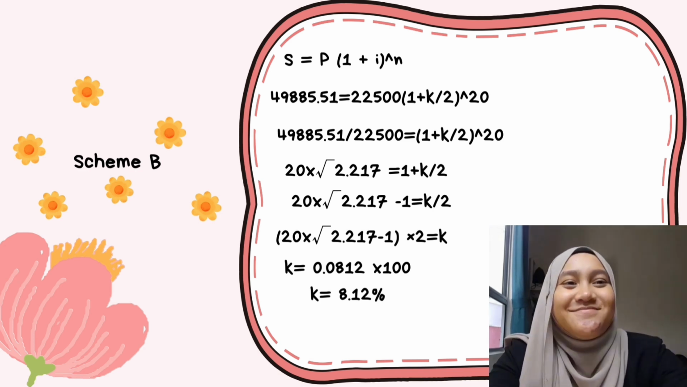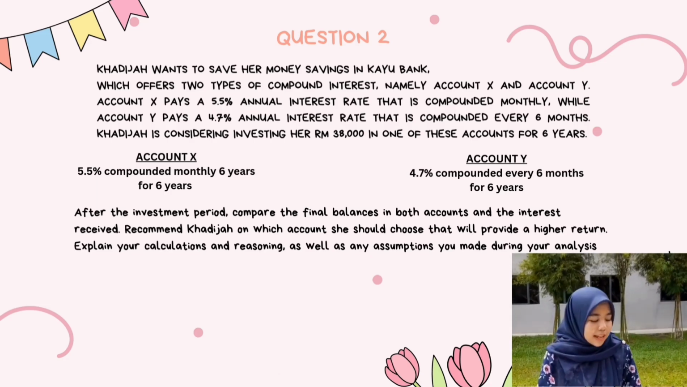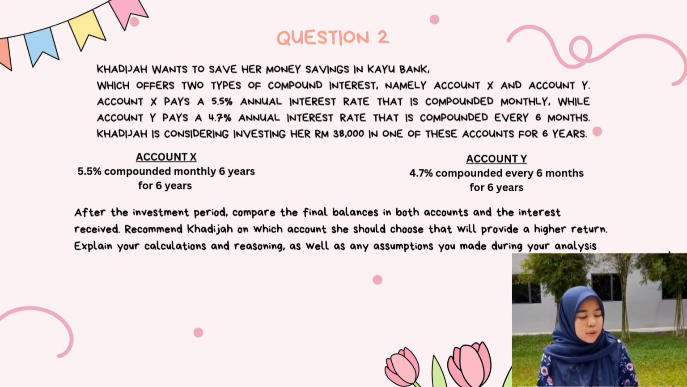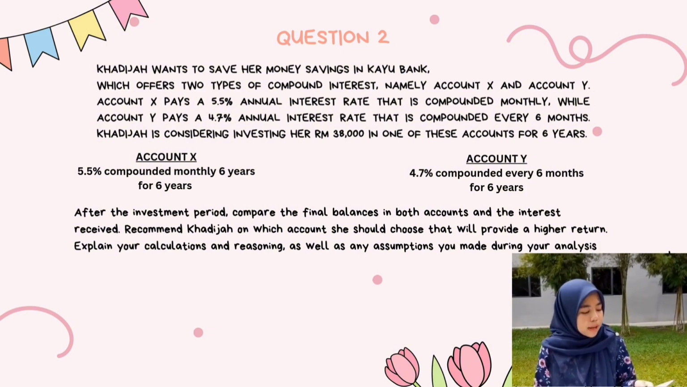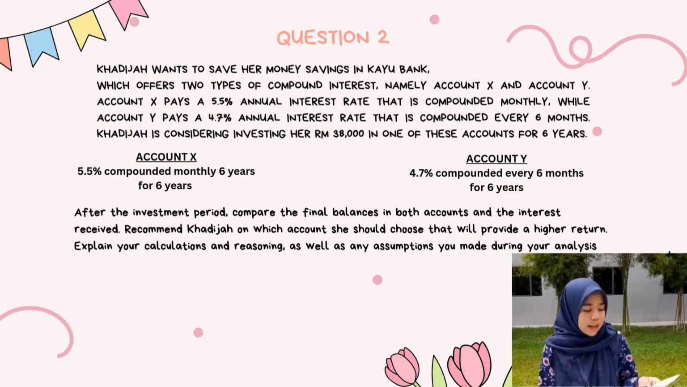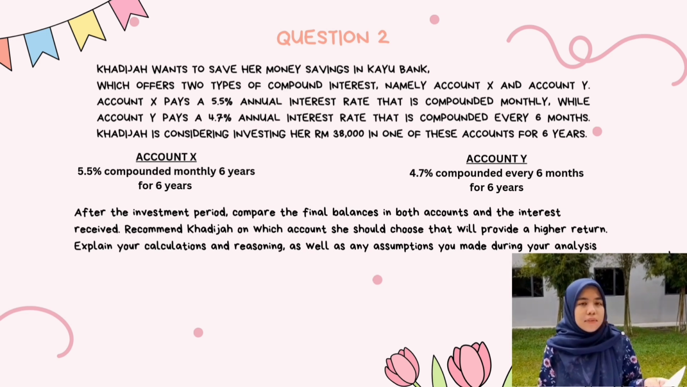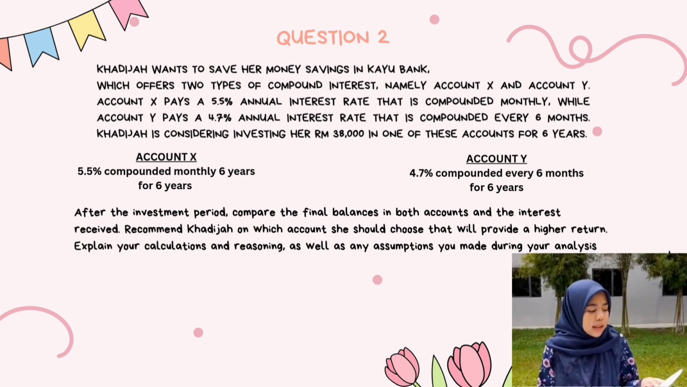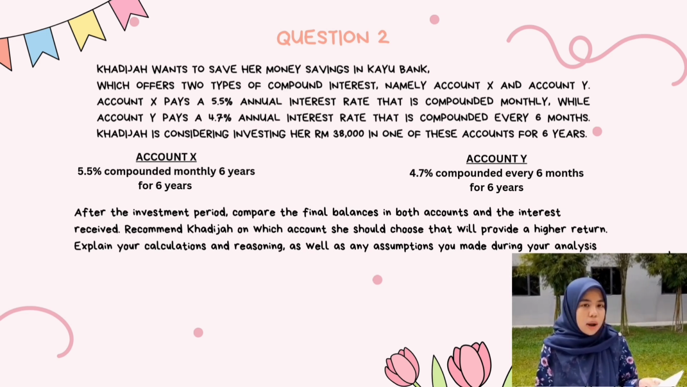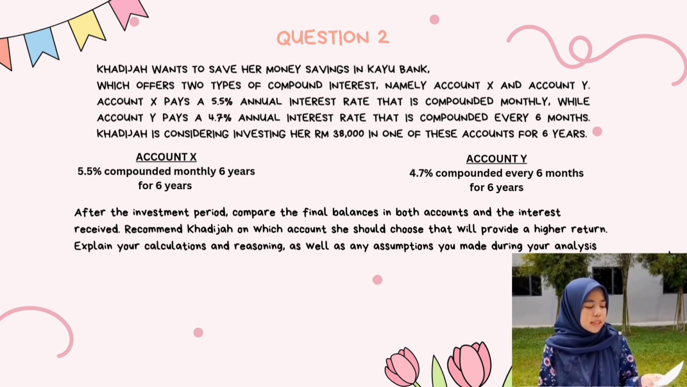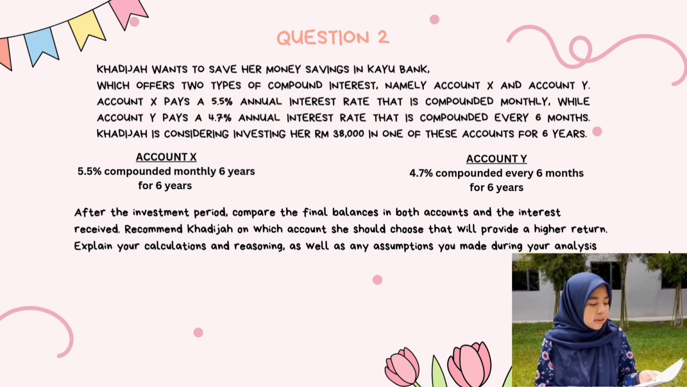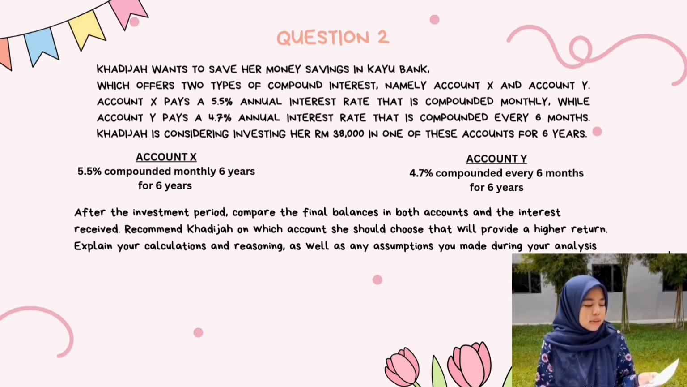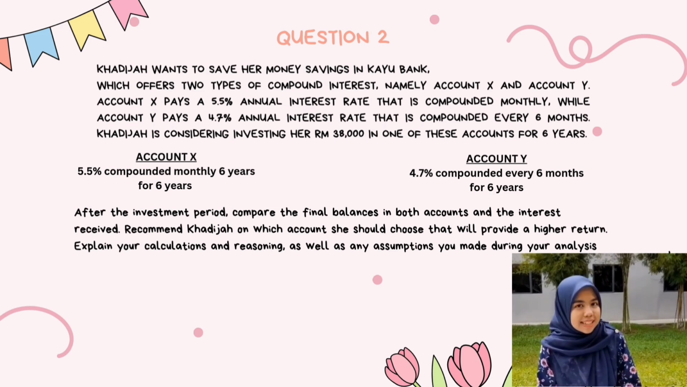Thank you. Question part B, number 2. Khadijah wants to save her money savings in Kayu Bank, which offer two types of compound interest, namely account X and account Y. Account X pays a 5.5% annual interest rate that is compounded monthly, while account Y pays 4.7% annual interest rate that is compounded every 6 months. Khadijah is considering investing her 38,000 in one of these accounts for 6 years.